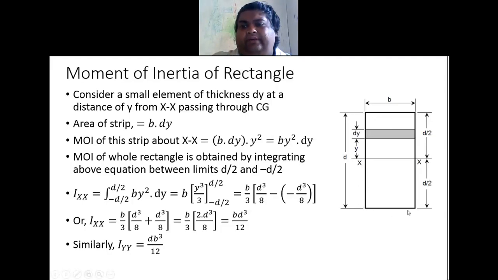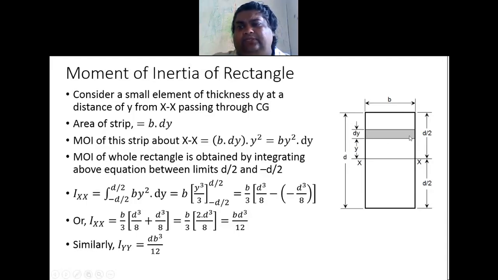Now here I have a rectangular cross section in which the center of gravity is at the mid line along this depth. D is the depth and B is the width of the rectangle. I have considered a small element of thickness dy, which is at a distance of y from the xx axis. The distance of the farthest fiber on the top side is D by 2, and on the bottom side it is also D by 2.